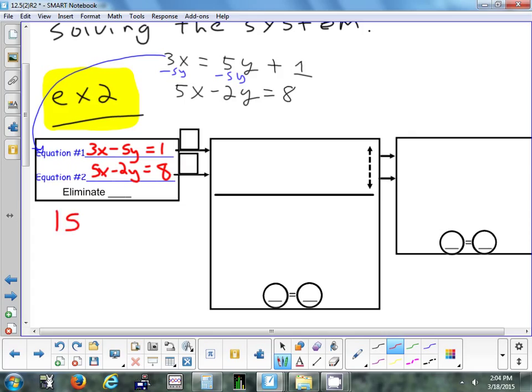I get 15. Now, what am I going to multiply this by to get there? The 3, I'm going to multiply by 5. That means I'm going to multiply everything by 5. On the bottom, what am I going to multiply this by to get that? 3. Very good.